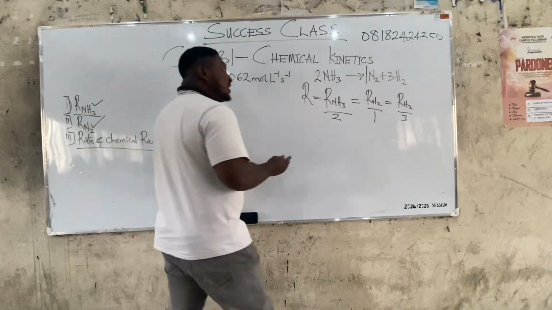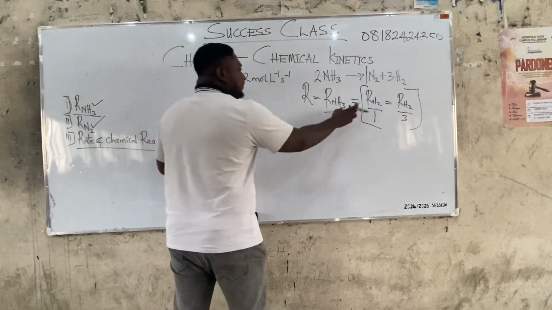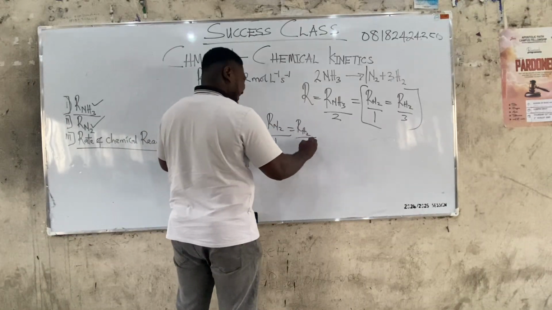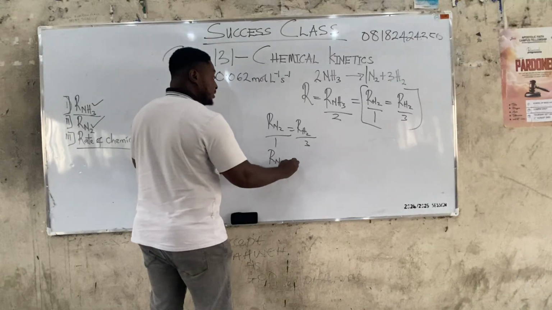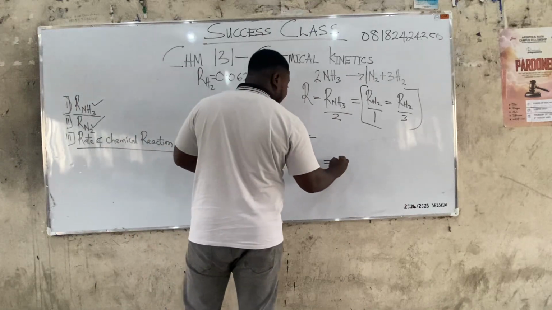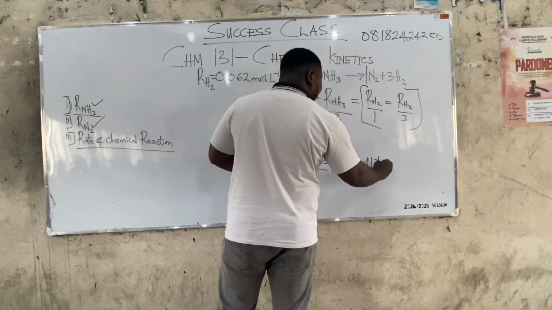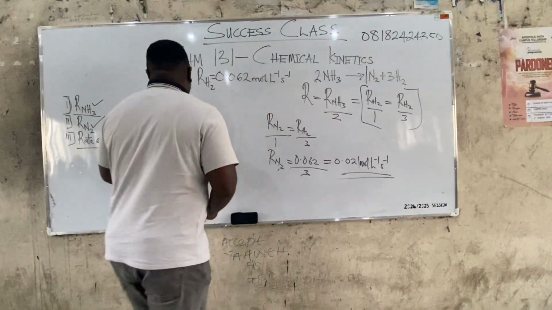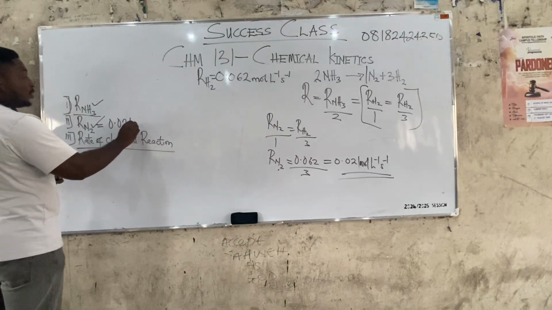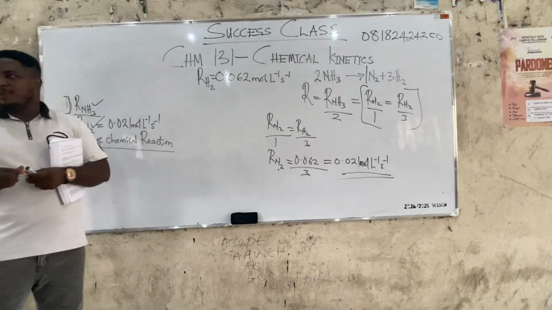So we have RH2. Class, let us box this first 2 parts of the equation. From RH2, I can get RN2 easily. So from this part of the equation, we have the RN2 all over 1, right? Equals to RH2 divided by 3. RN2 over 1 is RN2, right? RN2 is 0.062 divided by 3, which is 0.021 mole per liter per second. Class, I've just gotten the rate of formation of nitrogen. Rate of what? I've answered one of the questions. 0.021 mole per liter per second.